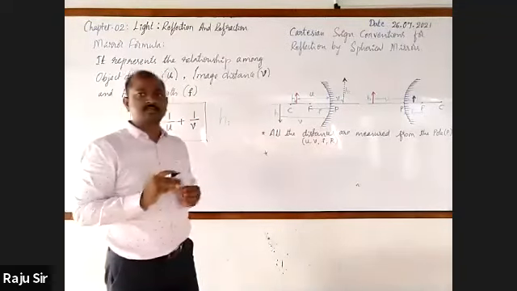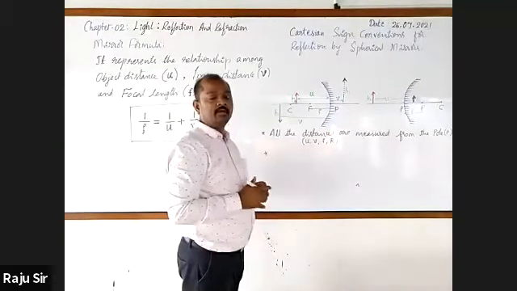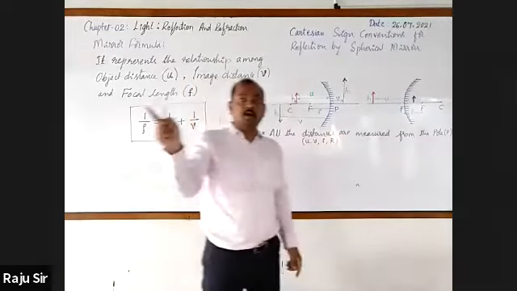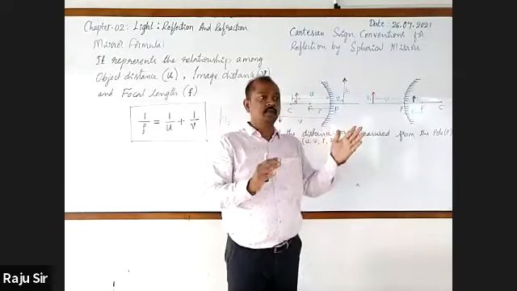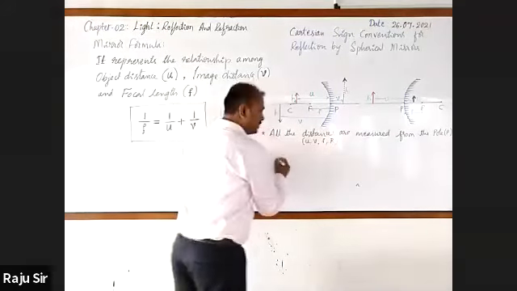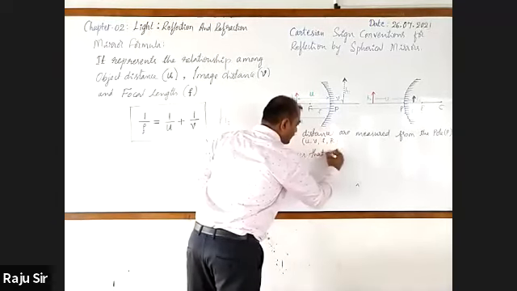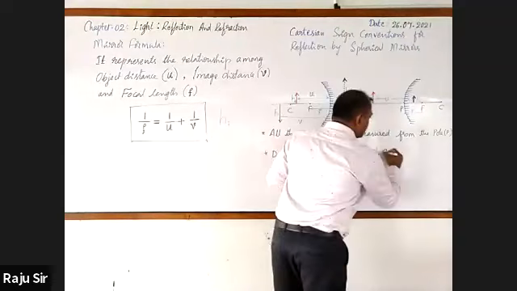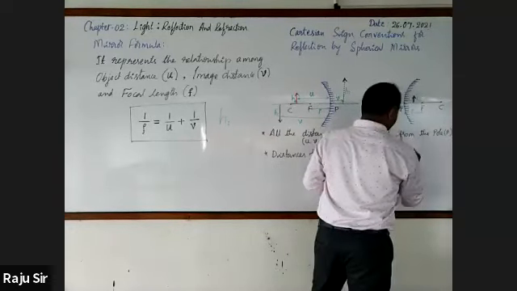Next, the second point is also very important. Look here. Whatever distance we go for measuring, if the distances are measured along the direction of light, they are to be taken as positive. And in the direction opposite to the light, they are taken as negative. Right? Distances that are measured in the direction of light.